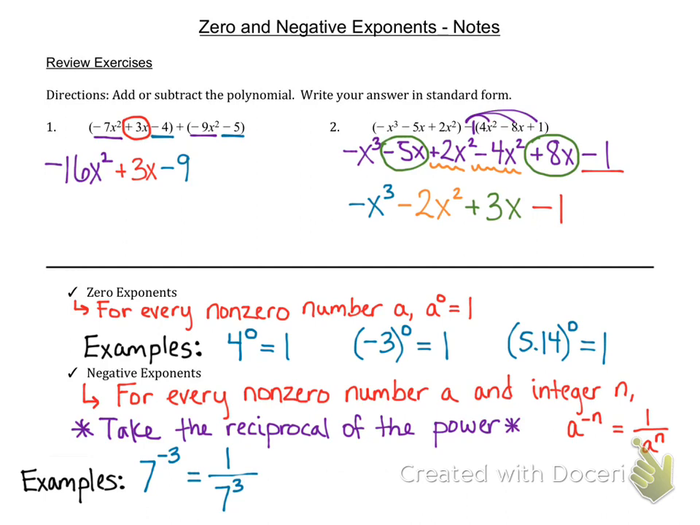Let's try another problem. Now, what if we have 1 over negative 5 squared? Well, if I take the reciprocal of that power, so I flip it, now it's going to be, I'm sorry, it should be negative 5 to the negative 2 power. If I take the reciprocal of that, that's going to be negative 5 squared.